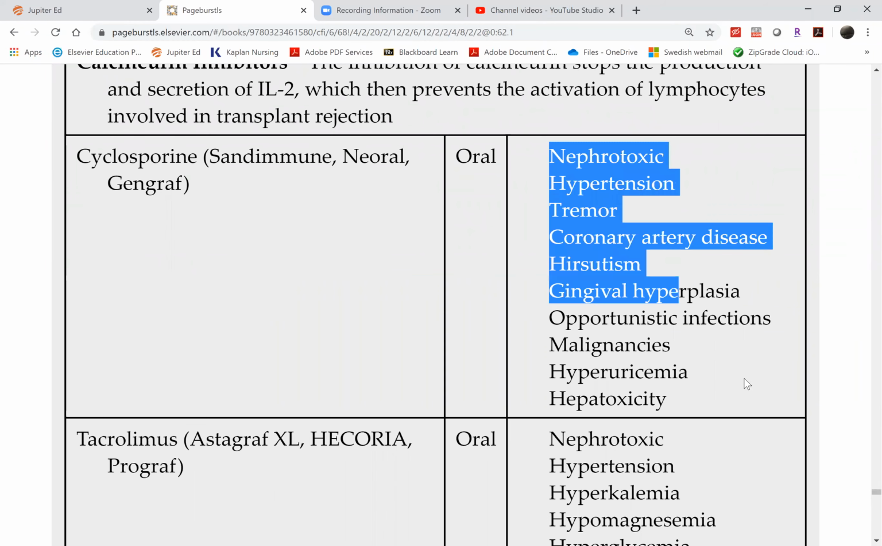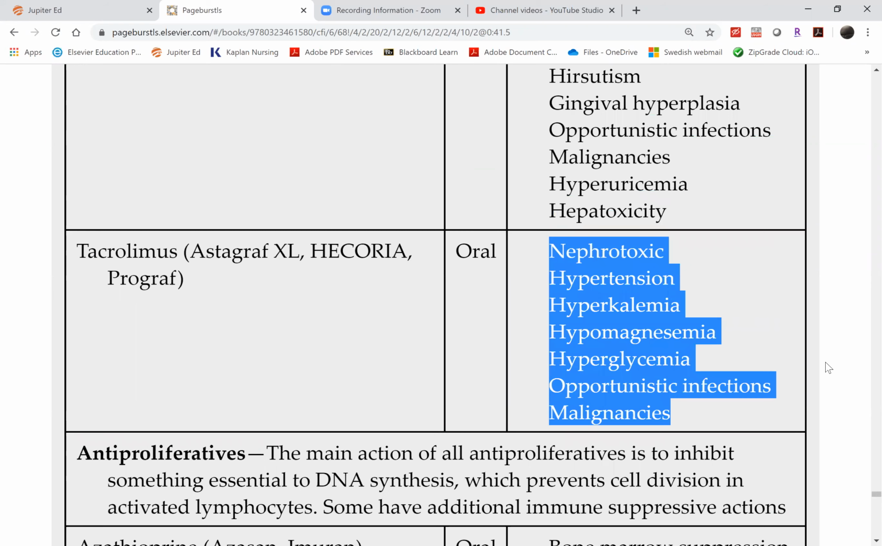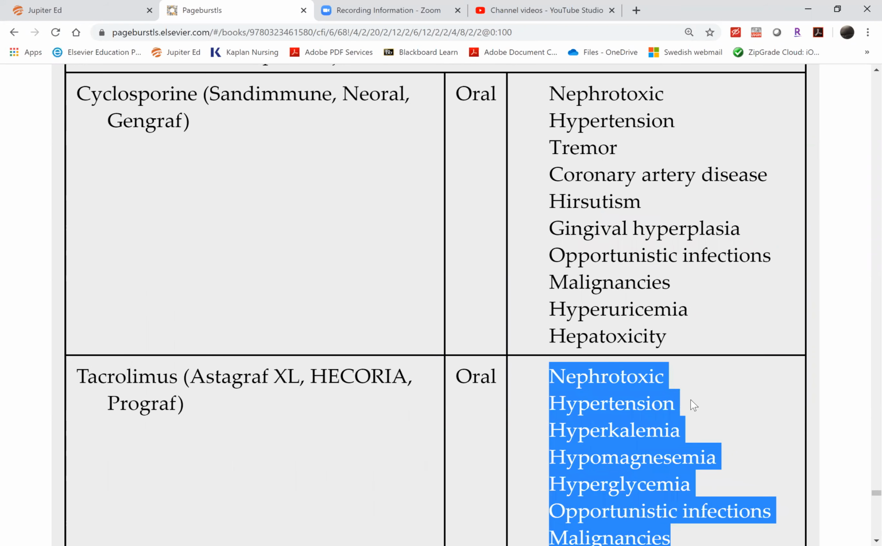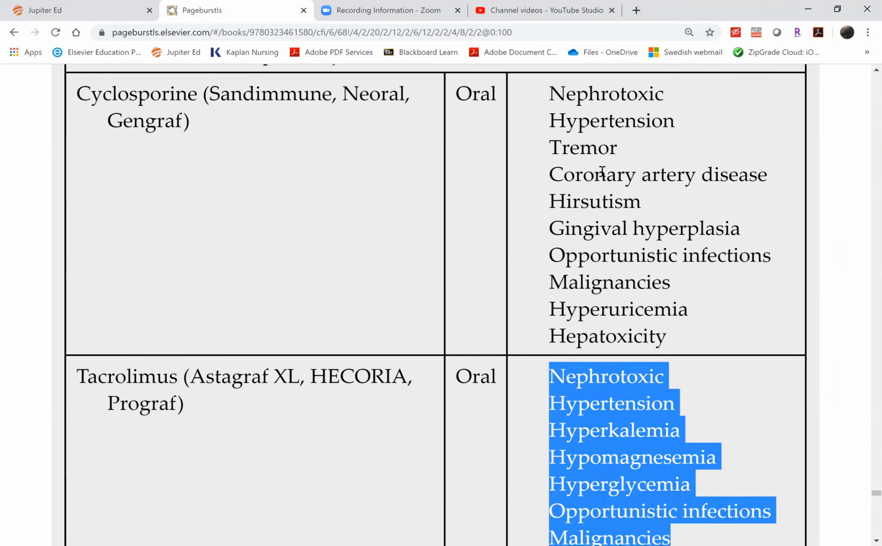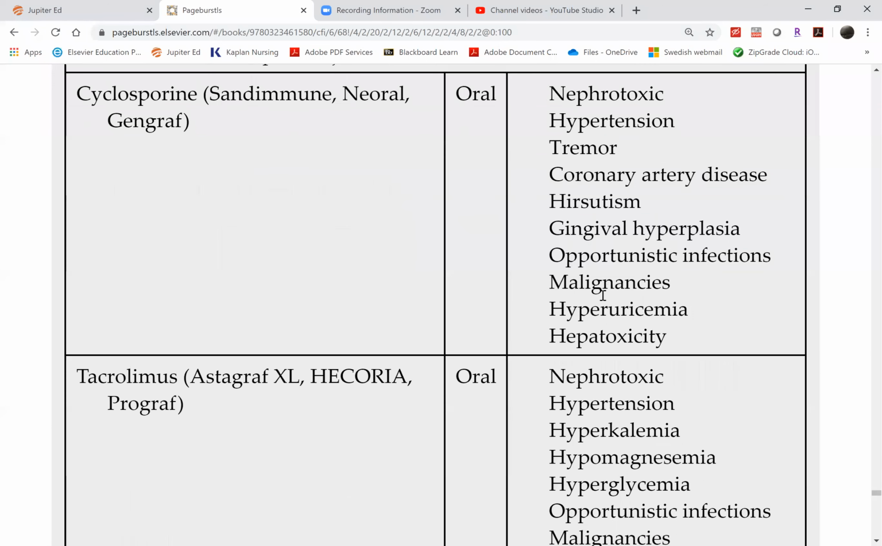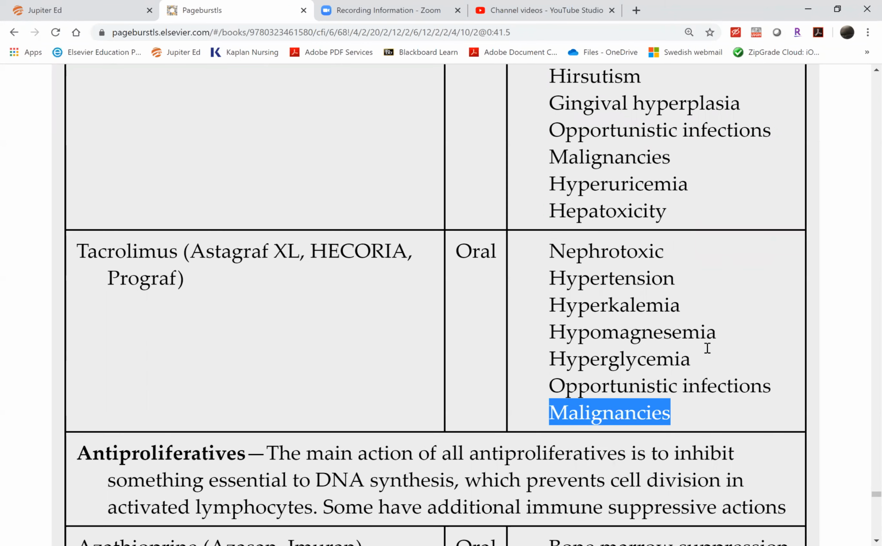These are the side effects of these two drugs. So both are nephrotoxic. They mimic prednisone also. Here you also have hypertension and opportunistic infection. But remember, interleukin-2 affects the natural killer cells, which also fight cancer cells, so that's why you have malignancies here. So these patients may develop certain forms of cancer because they can't fight cancer cells anymore.